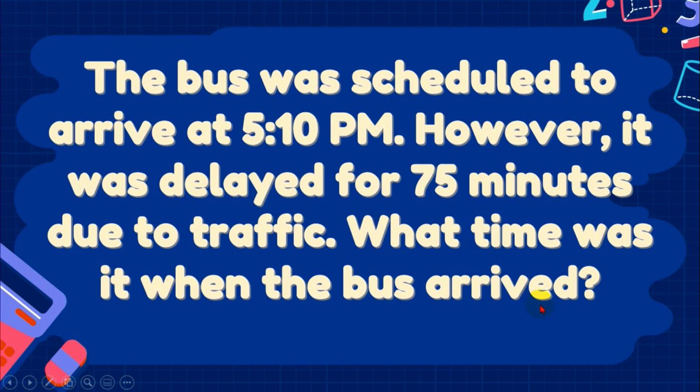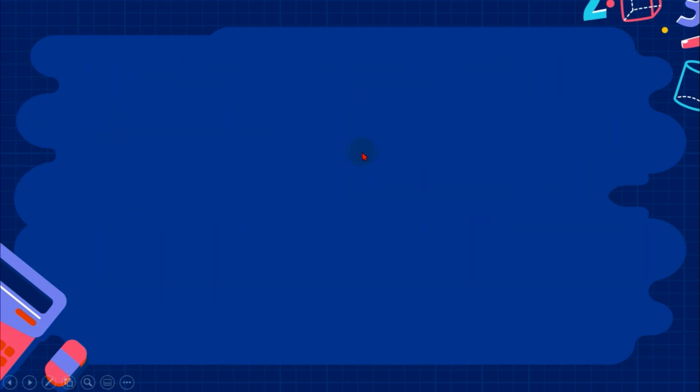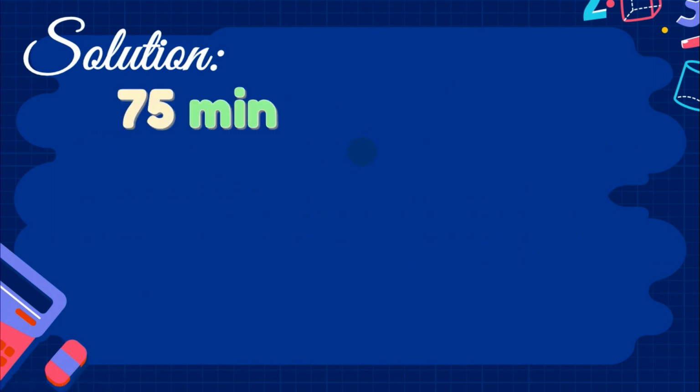So, anong oras nang dumating yung bus noong makalipas ang 75 minutes, 'di ba? Kasi natagalan siya. Dapat darating siya sa terminal ng 5:10 p.m. Kunwari sa terminal, darating siya sa terminal ng 5:10 p.m. pero dahil sa traffic, hindi agad siya nakarating. Inabot pa ng 75 minutes, na delay ng 75 minutes ang kanyang pagdating. Now, let's show our solution.